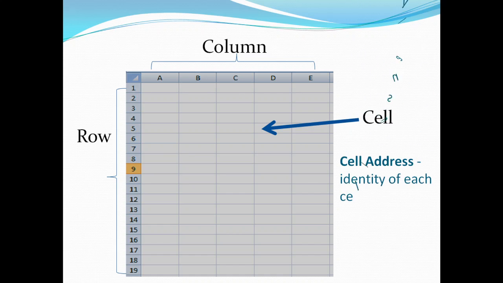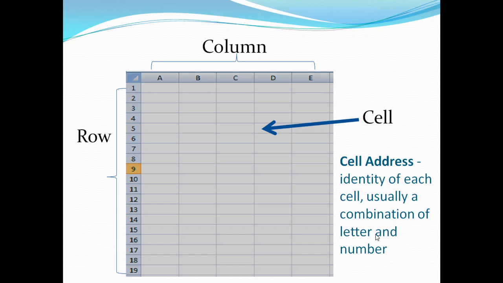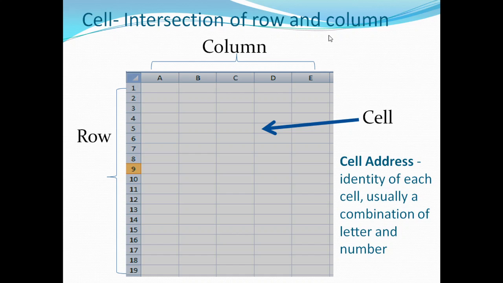And what is a cell address? A cell address is the identity of each cell, usually a combination of a letter and a number. It is the intersection of a row and a column. If you practice along with me, you will understand well, and if you understand this nicely, everything will be easy for you for further activities or quiz.